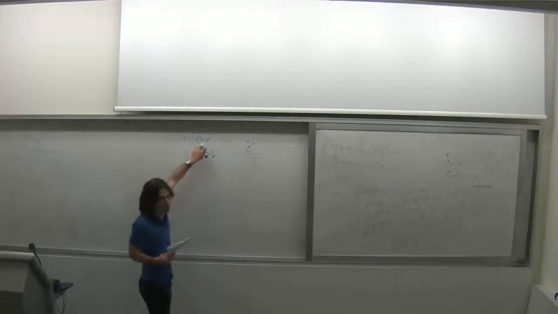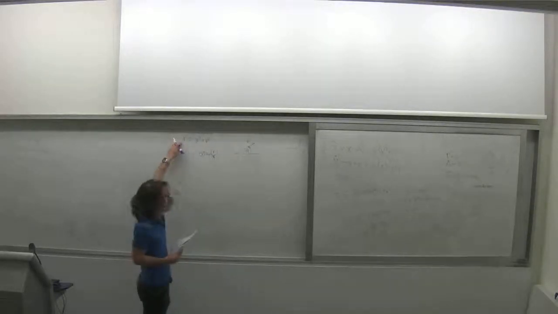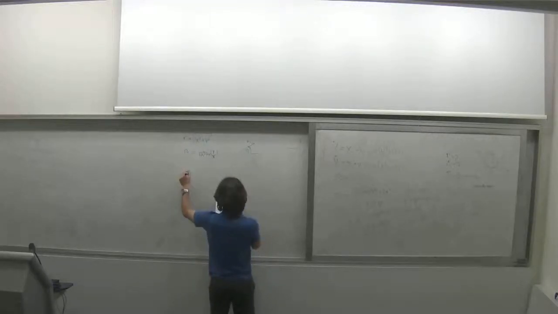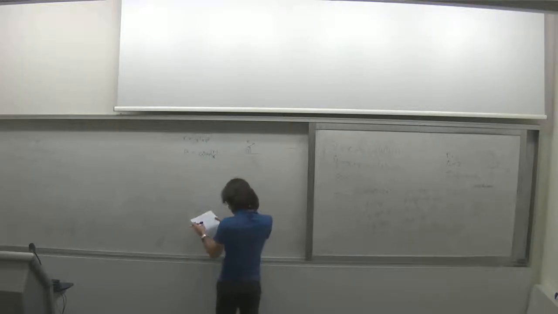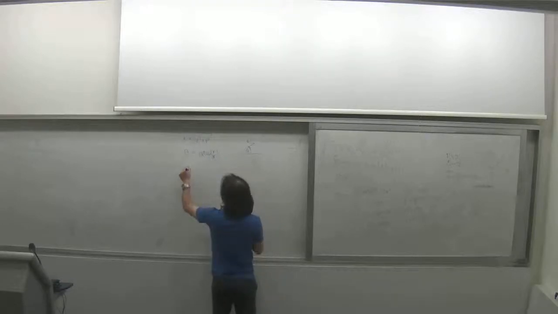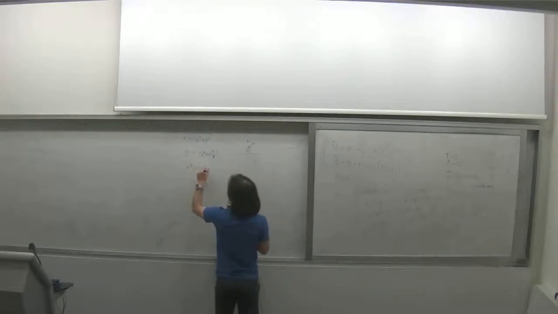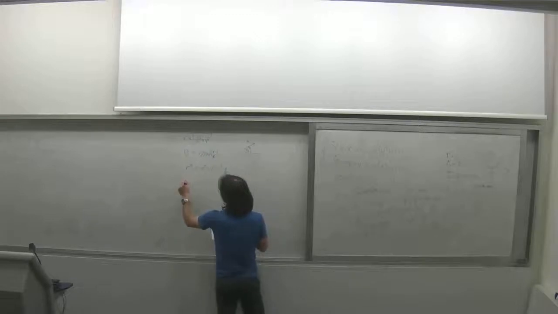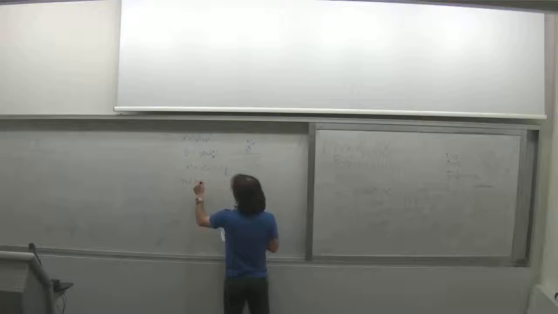So if x and y are functions of time, we would like to know how r and theta depend on time. So we can do this. Okay, so r squared is x squared plus y squared. And now I would like to take the time derivative of this. So this will be 2r r dot equals 2x x dot plus 2y y dot.